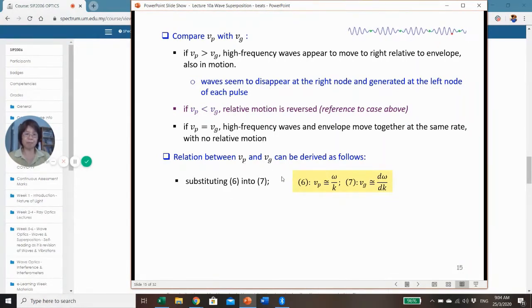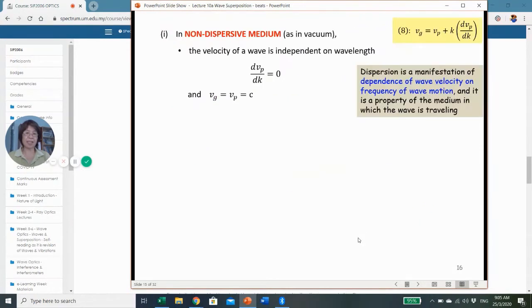We will start with Vp equals omega over k, Vg equals d omega dk. Substituting for omega, which is equal to k Vp, we get this. As you differentiate, you have a 1 here, so you're left with Vp plus k dVp dk. Now let's look into a non-dispersive medium, which is the case in vacuum. Non-dispersive means that the velocity of the wave is independent of the wavelength, which means that dVp dk will be 0. In other words, Vg equals Vp, and that will be equal to the speed of light in vacuum.